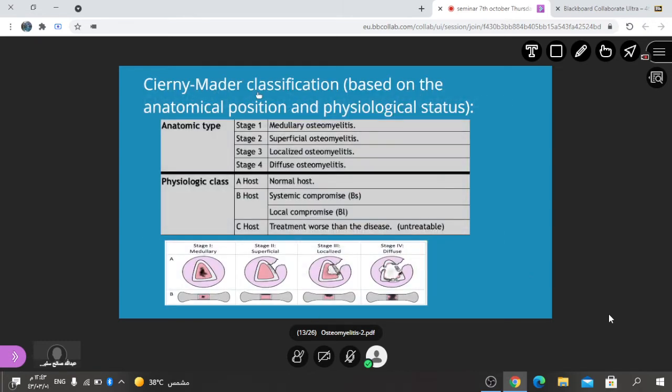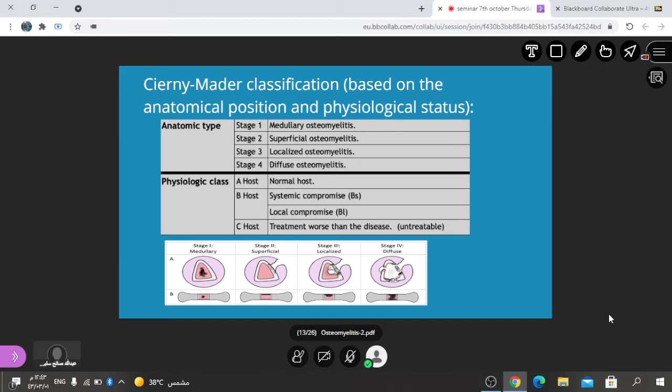So I will move to the second classification, which is the Cierny-Mader classification, based on the anatomical position and the physiological status. It is very important for the management of the cases. First, the anatomical type. We have 4 stages according to the portion of the bone that is affected. In stage 1, medullary osteomyelitis, confined to the medullary cavity only, and mostly seen in the hematogenous type. In stage 2, superficial osteomyelitis of the superficial bone.